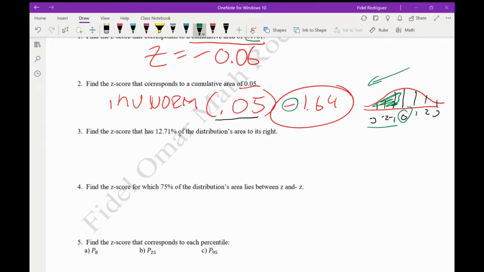So now when I do part 3, it says find the z-score that has 12.71% of the distribution's area to the right. I want you to think about what that means. That means if I were to draw a picture, it would look like this. Here's my normal curve, and here's my 0 and my 1 and my 2 and my 3 and -1 and -2 and -3.